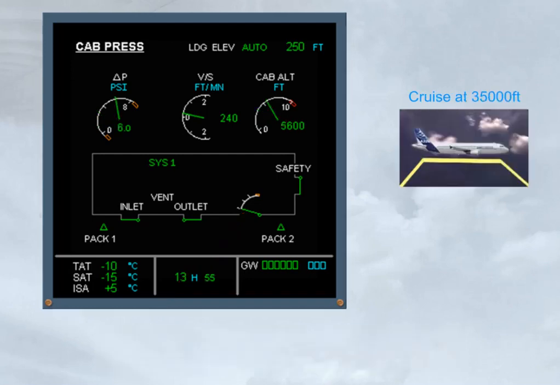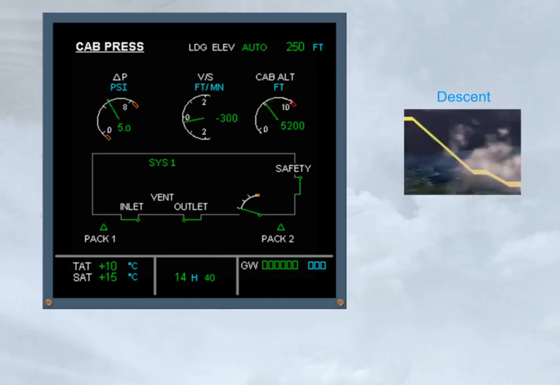Once established in cruise, the cabin altitude and differential pressure will remain steady. The outflow valve will move as required to maintain the cabin altitude. In the example shown, the aircraft is in cruise at 35,000 feet. Notice the values of differential pressure and cabin altitude.